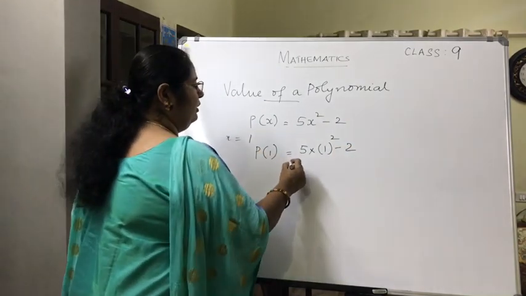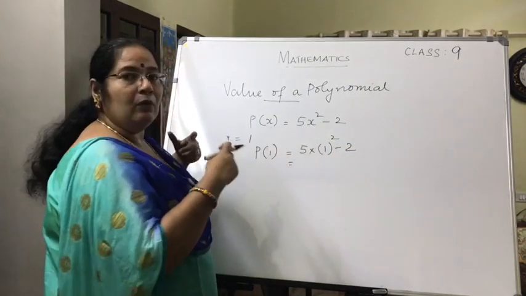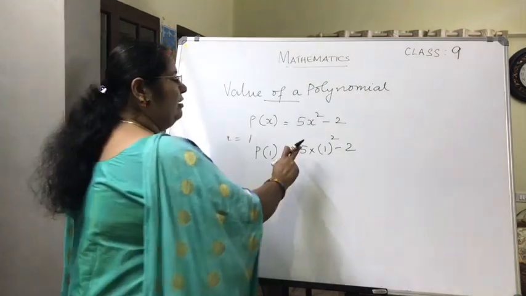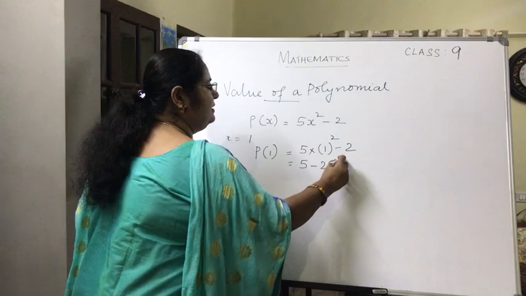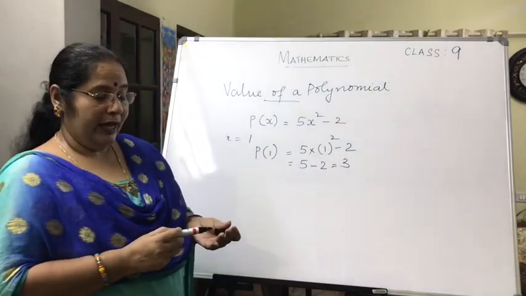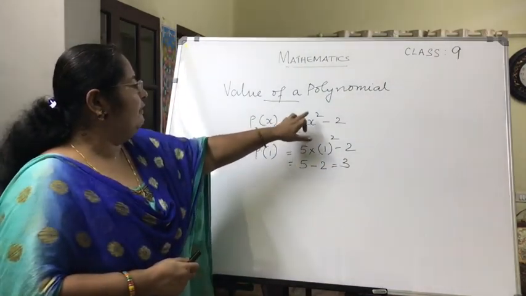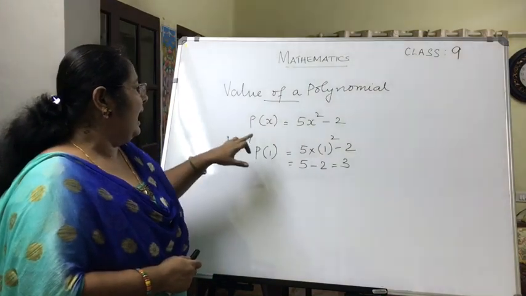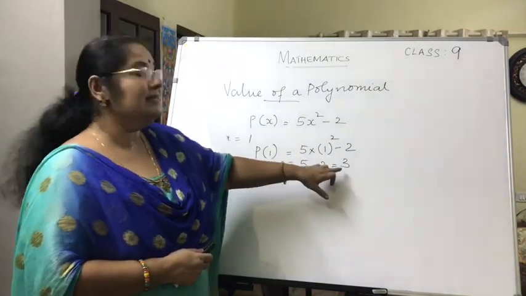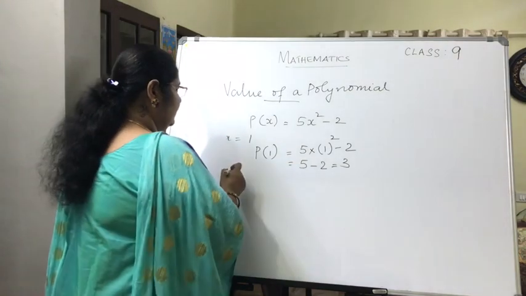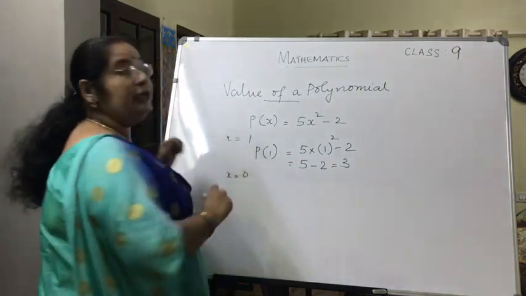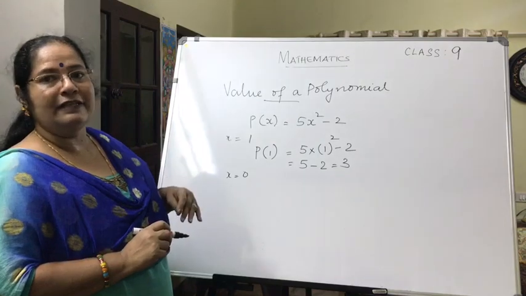So this will be equal to 5 into 1 square. 1 square is 1 itself. 5 into 1 is 5, minus 2. How much is this? 3. So the value of the polynomial 5x square minus 2 at x equals 1 is 3. Same way, let us try to find the value of this polynomial at x equals 0, when the value of x is 0.